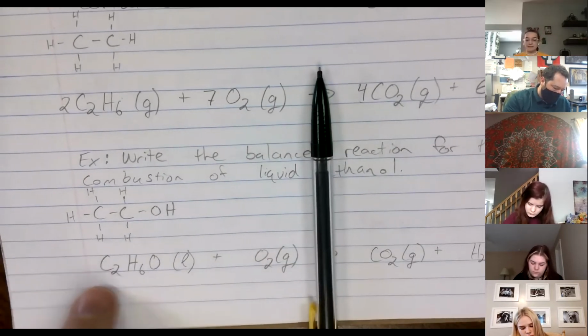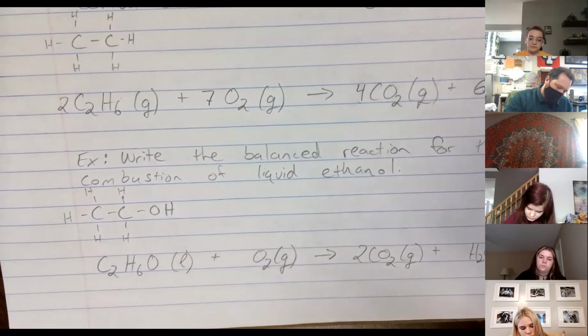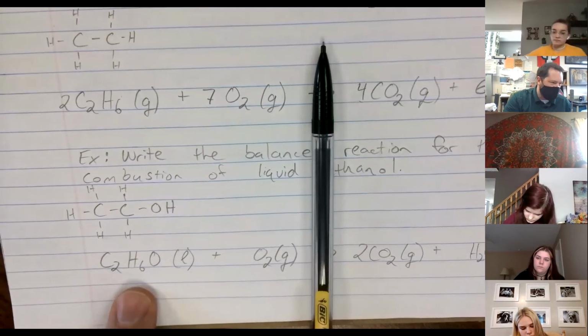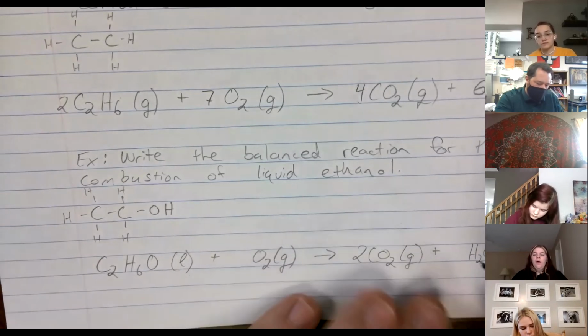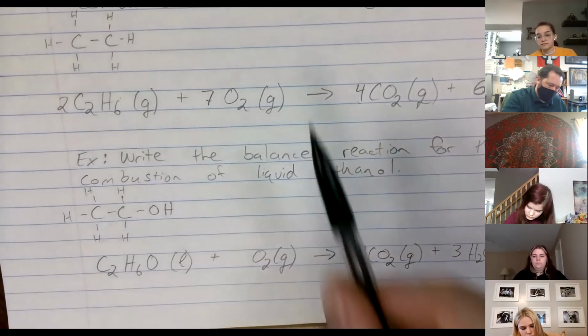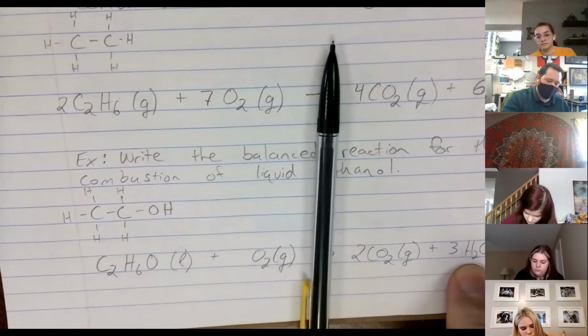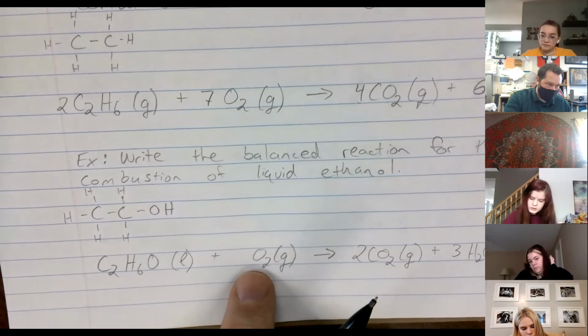I always start with the carbons. I've got 2 carbons. Make this a 2. And there we go. 2 carbons and 2 carbons. Hydrogen, I have 6. Over here, I've only got 2. How do I get 2 into 6? I multiply it by 3. There we go. 6 hydrogen, 6 hydrogen. Now we're ready for the oxygen.